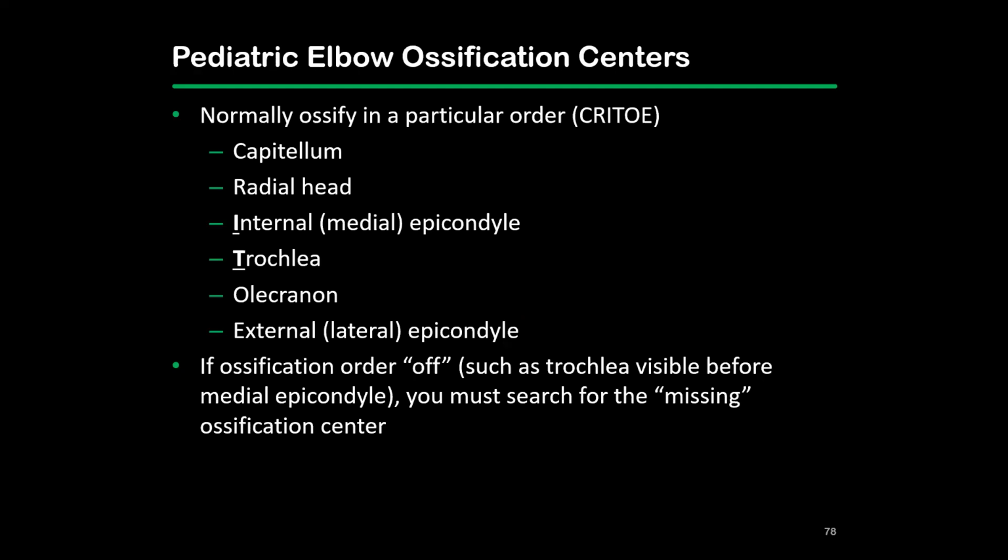So for the pediatric elbow, a thing that we can think of is the ossification centers. The elbow tends to ossify in a particular pattern that's called CRITOE. The main ones to pay attention to are the internal or medial epicondyle and the trochlea, because if the ossification order is off, typically if the trochlea is visible before the medial epicondyle, the medial epicondyle is there. It's just wandered off somewhere into the joint space potentially. You have to go find it.